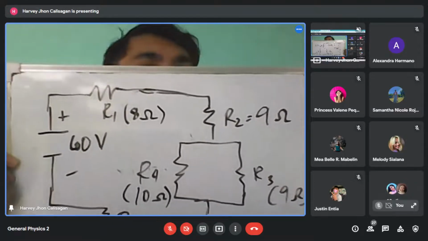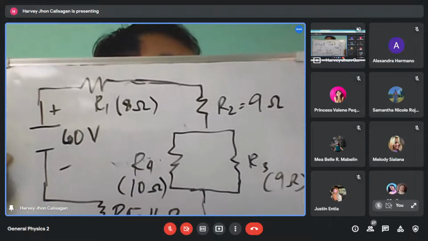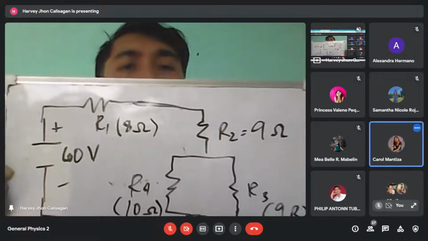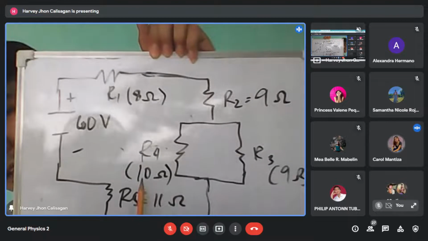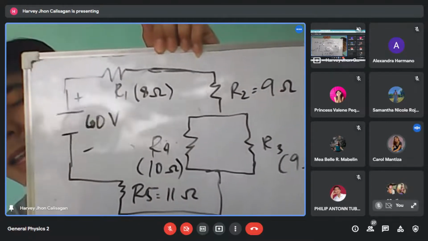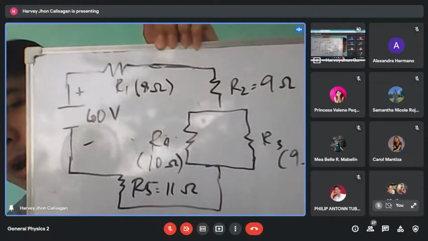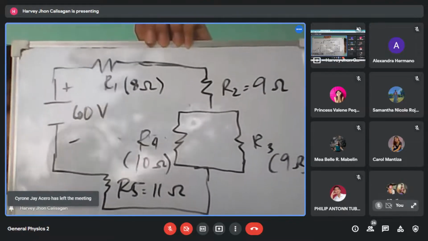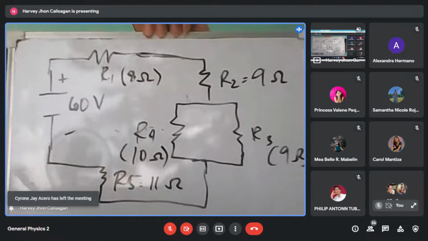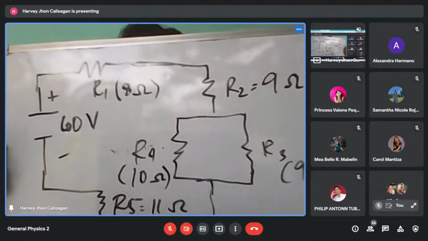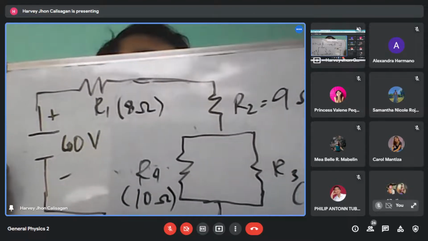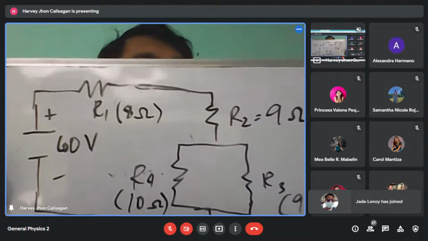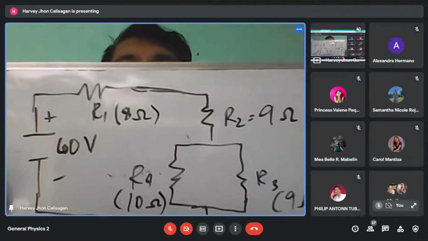Have you all finished drawing? Not yet, sir. Wait lang. Our R4 is worth 10 ohms. Again, our R1 is 8 ohms. Our R2 is 9 ohms. Our R3 is 9 ohms as well. Our R4 is 10 ohms, and our R5 is 11 ohms. And our voltage here is 60 volts. So just tell me if you're done copying the illustration and the values.